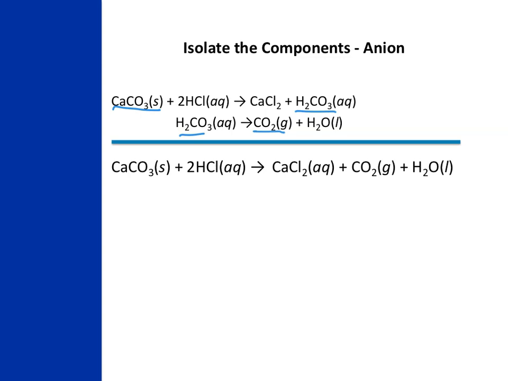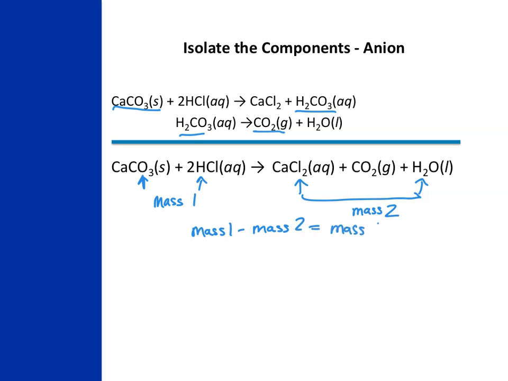We can measure the amount of the calcium carbonate limestone sample and the amount of hydrochloric acid that we start with, and we can measure the mass of any remaining solution. That's going to be what contains the calcium chloride and the water. Any mass difference there would be due to the release of carbon dioxide gas. So working backward through the stoichiometry, we can determine the amount of carbonate present in our original sample.